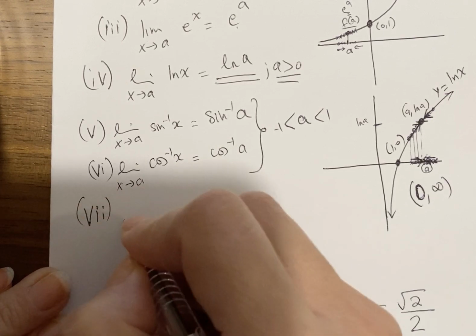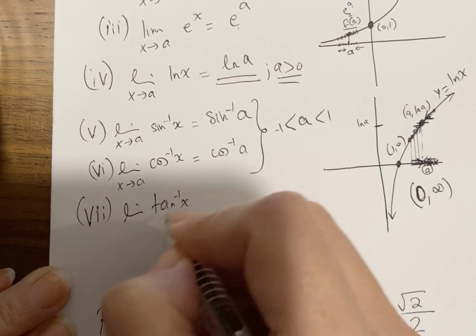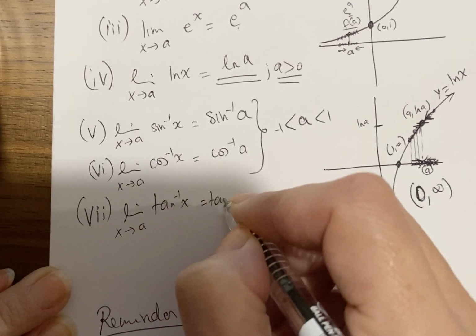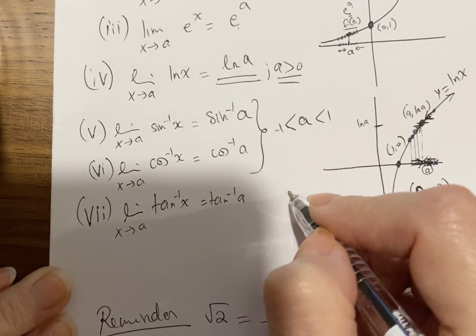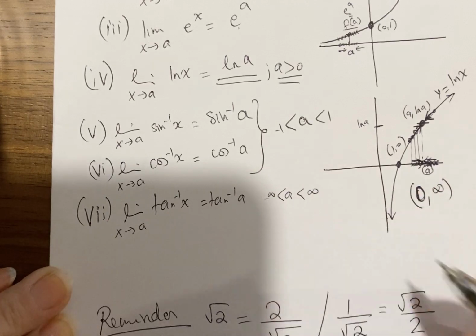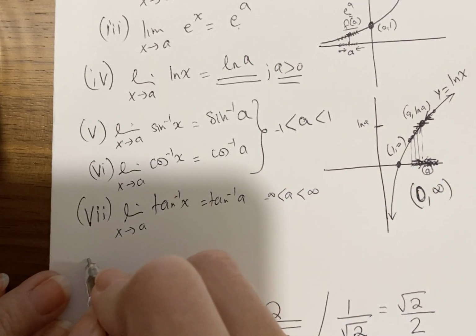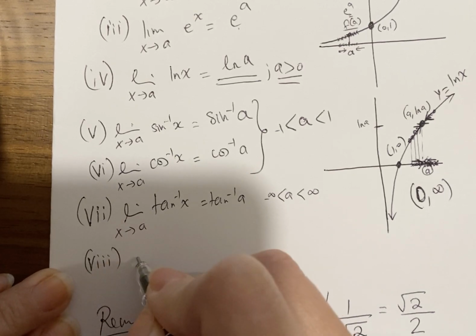Tan inverse x is defined for all real numbers. A can be from negative infinity to infinity. We don't have any problems. And the last thing is composition.